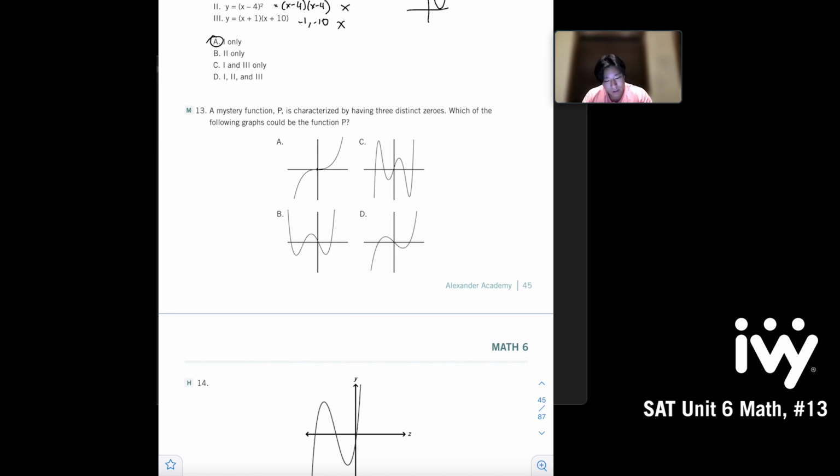So A we see only touches once, so that can't be right. C touches at 1, 2, 3, 4, 5, which also can't be right. B touches at 1, 2, 3, and 4, so that can't be right. And thankfully, D touches at 1, 2, and 3, so we can pick answer choice D.